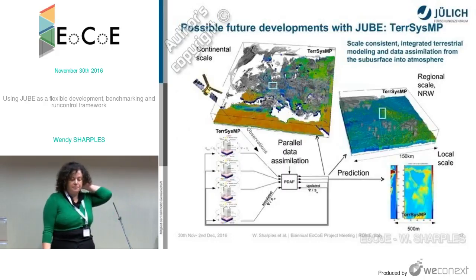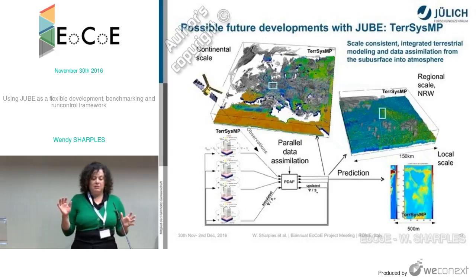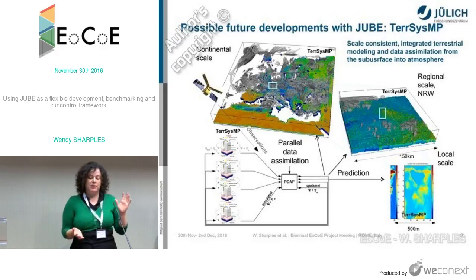We've got an integrated terrestrial modelling and data simulation from the subsurface into the atmosphere model. And so this is quite complicated, and we're thinking this would be a good thing to use JUBE for to run. However, to be able to take advantage of using JUBE, I think there probably needs to be a couple more things integrated in JUBE, such as allowing for job schedule failure and things like that, but hopefully those developments will be coming.